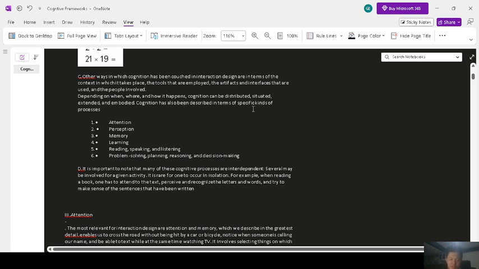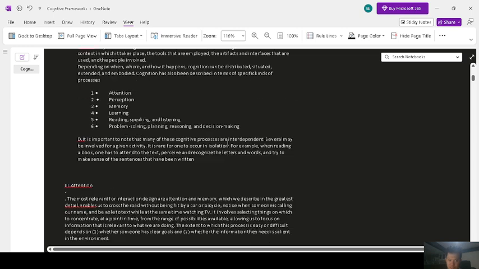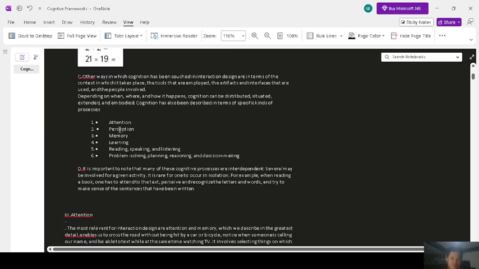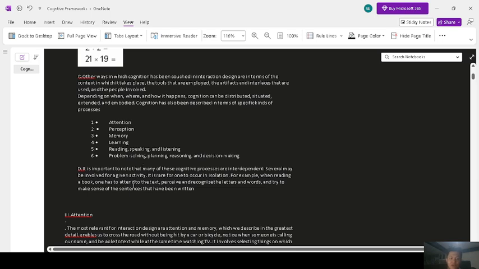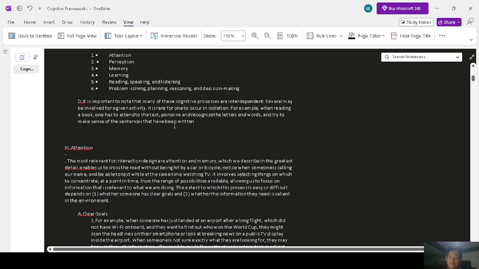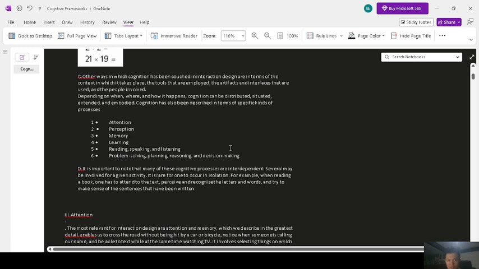Cognition has also been described in terms of specific kinds of processes like attention, perception, memory, learning, reading, speaking, and listening, problem solving, planning, reasoning, and decision making. It is important to note that many of these cognitive processes are interdependent. Several may be involved for a given activity. It is rare for one to occur in isolation. For example, when reading a book, one has to attend to the text, perceive and recognize letters and words, and try to make sense of the sentences that have been written.